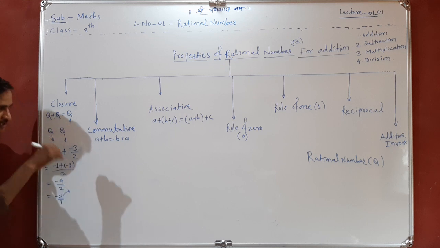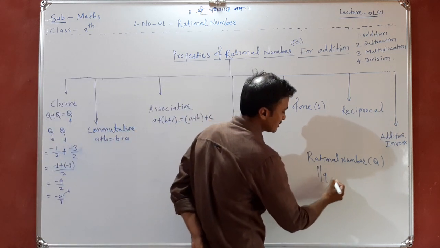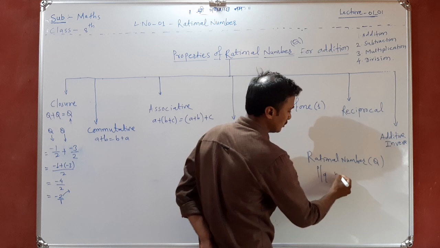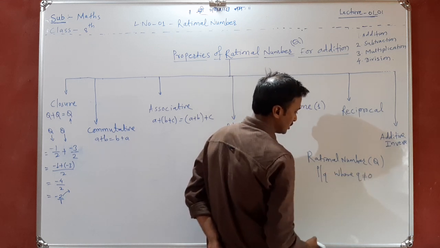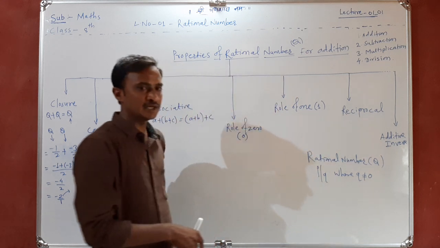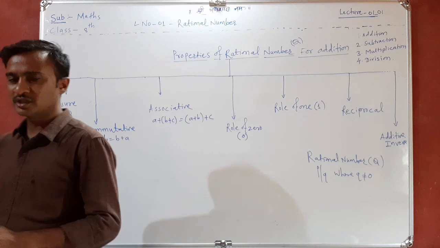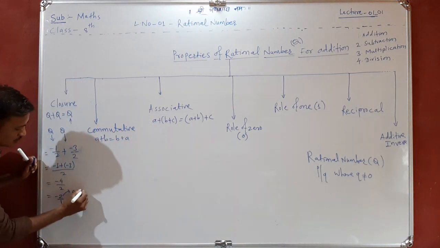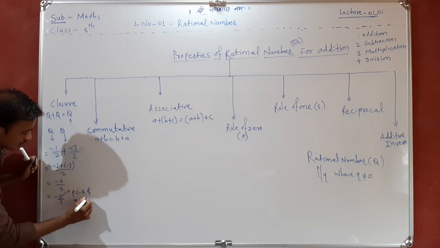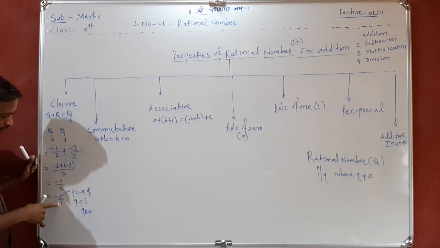Because of the definition we learned yesterday: the number which can be expressed in the form of p upon q, where q is not equal to 0. If any number can be represented in the form of p upon q, where q is not equal to 0, such numbers are called rational numbers. Now see here, p is equal to minus 2 and q is equal to 1, and q is not equal to 0. Right? It means that minus 2 by 1 is a rational number.